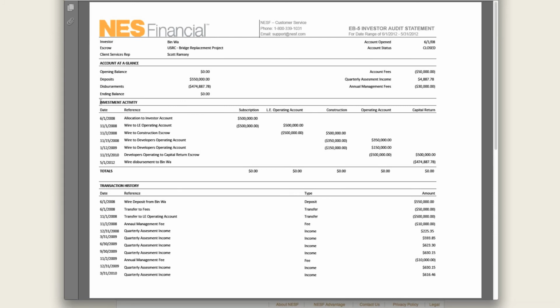Then in this next section, we have his investment-related activity only. So we can see his $500,000 coming to subscription, going over to the lending entity's operating account, immediately afterwards going into the construction escrow, and then as each individual phase completes, parts of his money is transferred over to the developer's operating account until the developer refinances and the total $500,000 is returned back to the Capital Return Escrow. And then the final payout after the I-829 approval of $474,000. In this bottom section, we have the entire detailed transaction history supporting the above information.